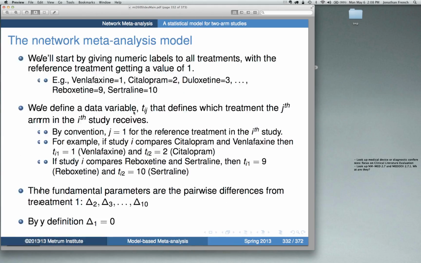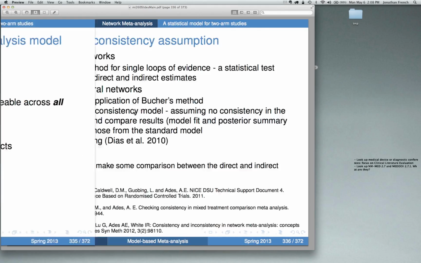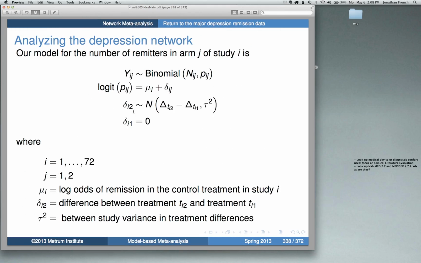So the model, as we looked at it for the Ramsberg data, looked like this. We have the number of remitters, which on the slides here will be denoted Y, and when we get to the WinBUGS code, we'll denote that by R for remitters. The number of remitters follows a binomial distribution with a parameter P, and the number of potential remitters being N. And I, in this case, indexes study, and J indexes treatment arm within the study. So because all of our studies have 2 treatment arms, J will either be 1 or 2.